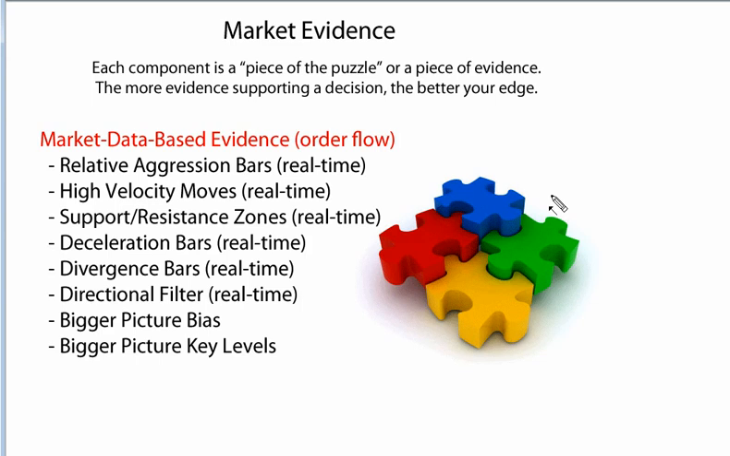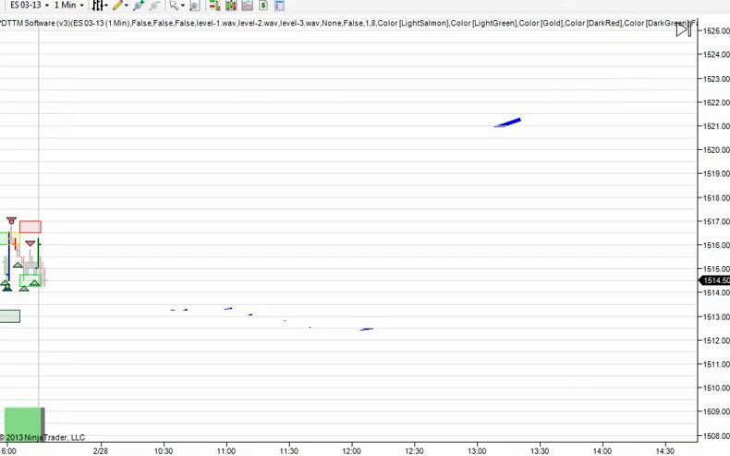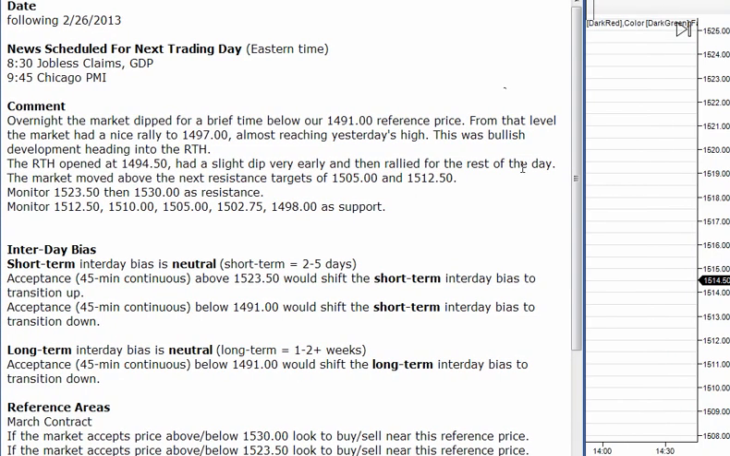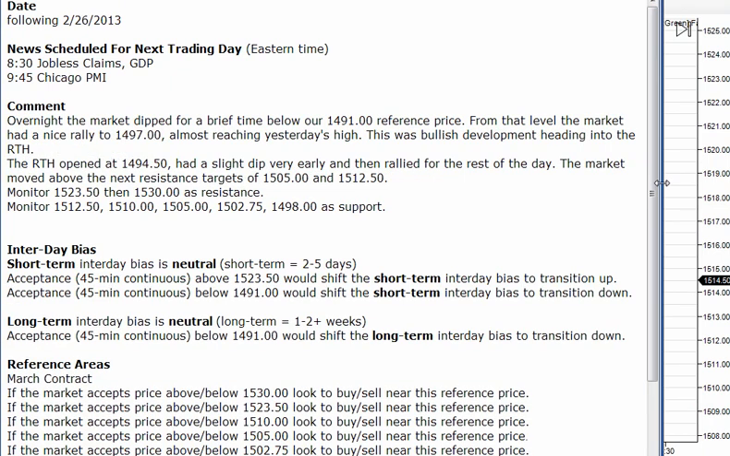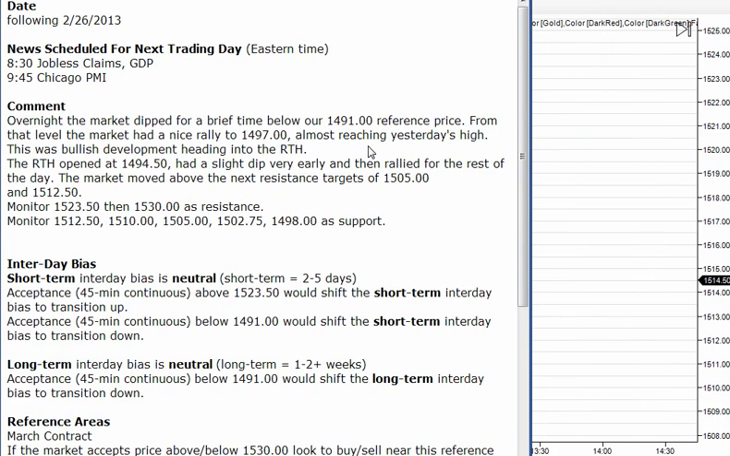So we look at various pieces of real-time evidence, which is what I'm going to talk about in a second, but we also like to get an idea of the bigger picture bias and some bigger picture levels. Okay, so with that said, one of the things we do, like I said, was the 15-minute chart, but we also look at a report that we do. And again, you can pause this to look at it a little bit longer. To not be confusing, this report was done Wednesday evening. I'm doing this video right now Thursday evening. We're about to do a replay of Thursday during the day.